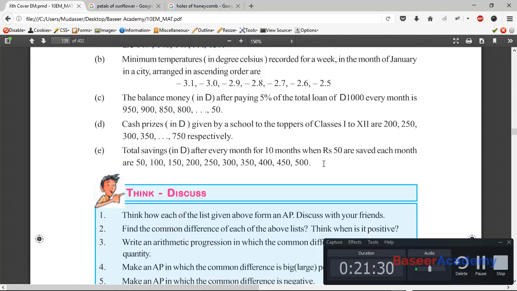And this is a finite arithmetic progression because I know the last term. The last term in this list is 500. So I know the last term. That's the reason this arithmetic progression is a finite arithmetic progression.